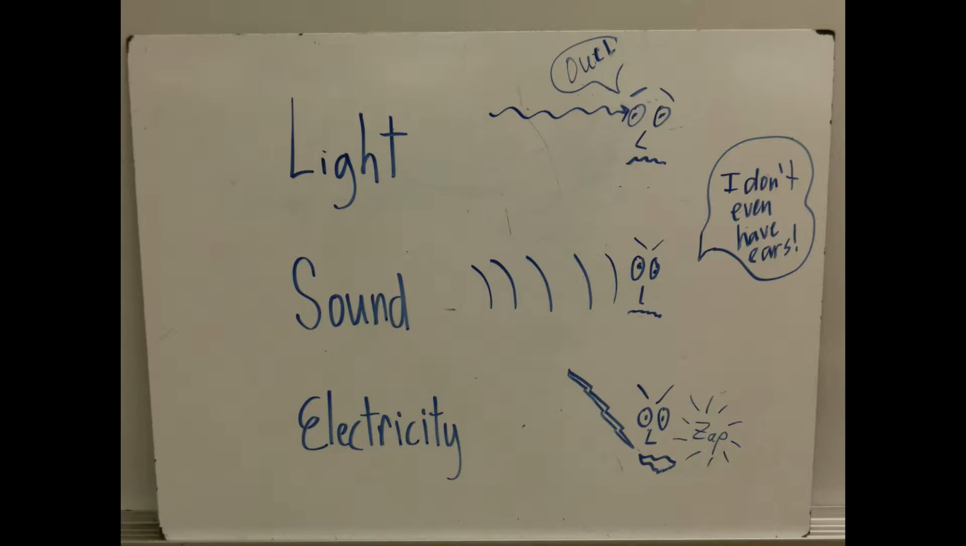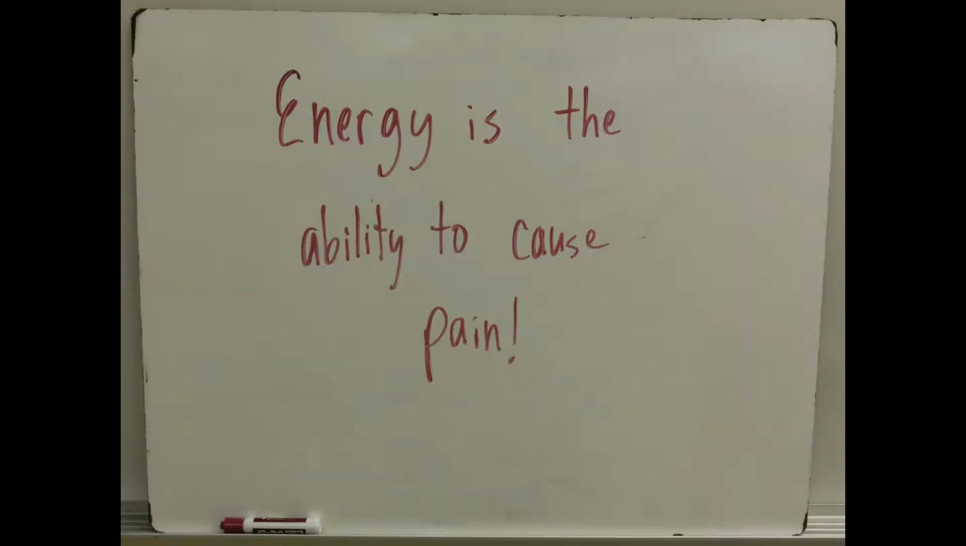Light can cause pain, like if a laser shines in your eyes or you look directly at the sun. Sound can cause pain if music is too loud or even during an explosion. And electricity can cause pain if you get shocked or struck by lightning. You starting to get the idea? All of these things can cause pain, so they all have energy. That's why my favorite definition of energy is the ability to cause pain. We can all relate to it and it makes sense. It makes this abstract idea of energy more concrete.